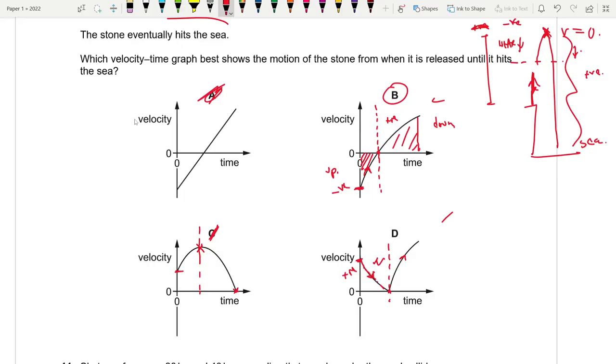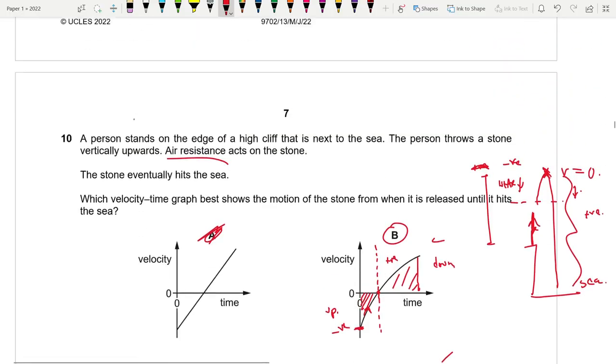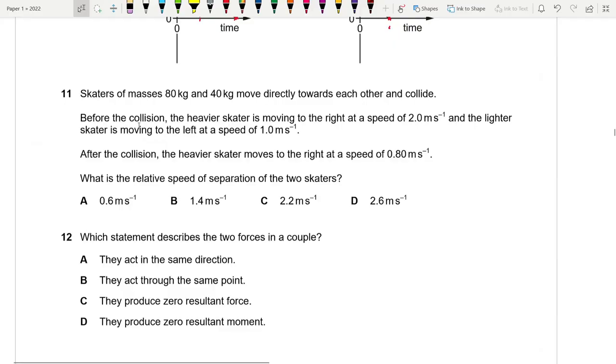Now that makes sense. Okay, do you guys understand why the others are wrong? A is a straight line, that's wrong. C does not have a point at the middle where velocity is 0. D is a reflection, and B is the correct answer. Okay, let's move on to 11.